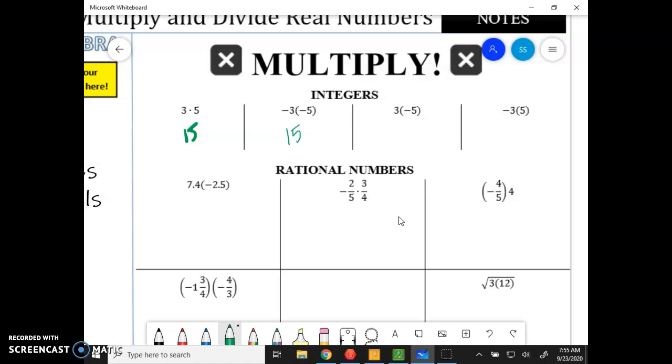All right, now we have positive 3, negative 5. The signs are different, so the answer is going to be negative. And here's the inverse of that. If we have negative 3 times positive 5, again, the signs are different, so the answer is negative.